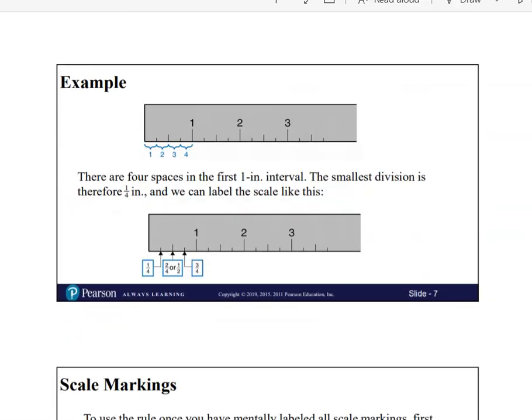So there are 4 spaces in the first 1 interval. The smallest division is therefore 1/4 of an inch. So 1, 2, 3, 4. So 1/4, and they've got this label down here, 1/4. This would be 2/4, which is the same as 1/2, 3/4, and then 4/4 would give you 1. 4/4 would be the same as 1.